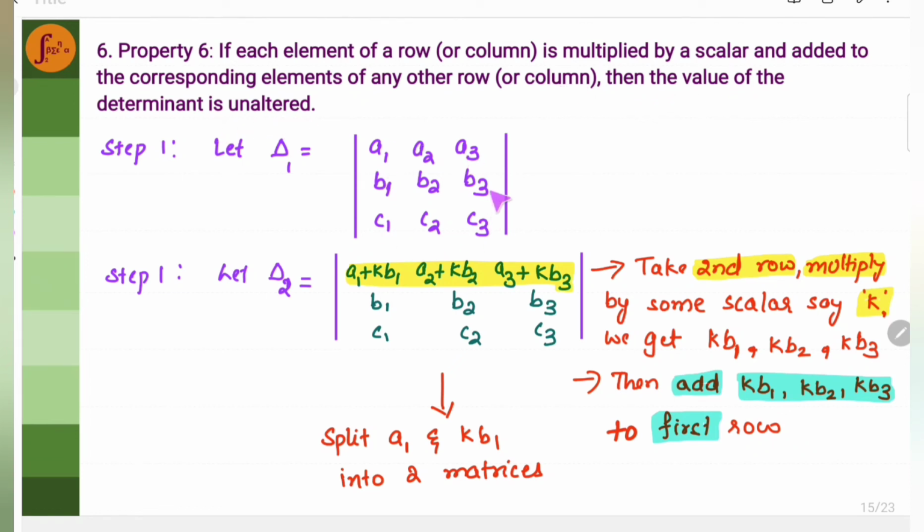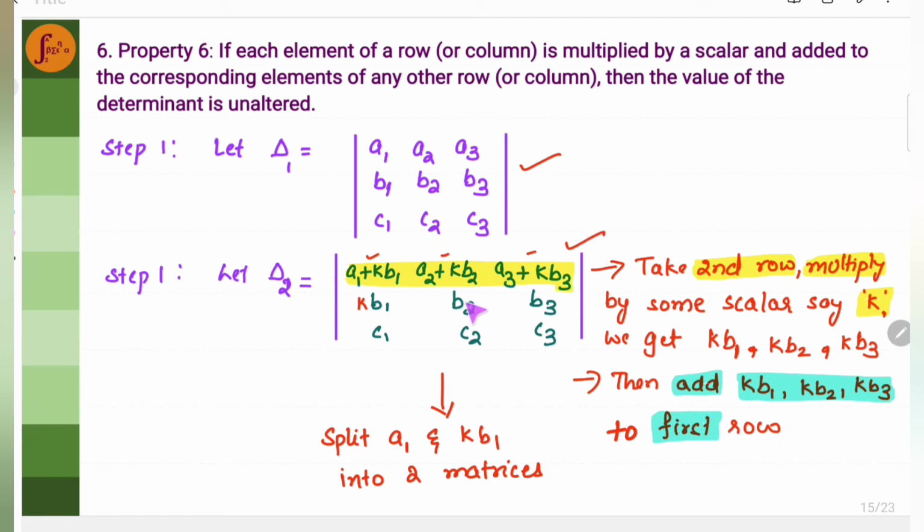So suppose we have this particular matrix A1, A2, A3, B1, B2, B3, C1, C2, C3. If we can write one row, say any row A1, A2, A3, in this form, by taking row 2 or any other row, say B1, B2, B3, and multiplying it with a common constant, say K, and then adding it to this particular row, then the determinant of this and the determinant of this are the same.